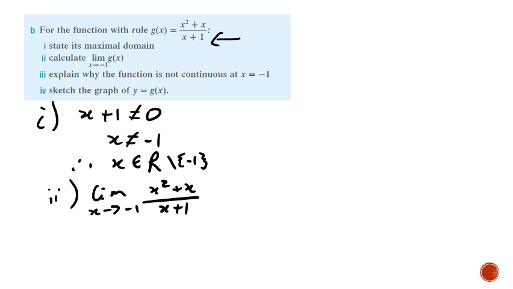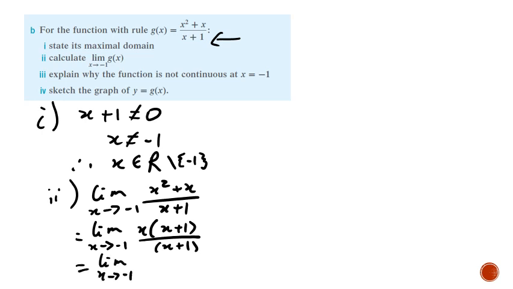2. Calculate the limit as x goes to negative 1 of g of x. Do I just sub it in? No. Good. If you sub it in, it wouldn't work because you can't divide by 0. So factorize it first. You're left with an x, which gives you negative 1.